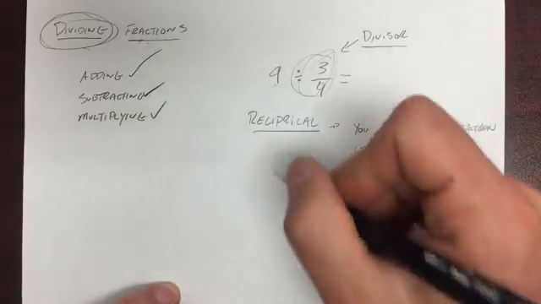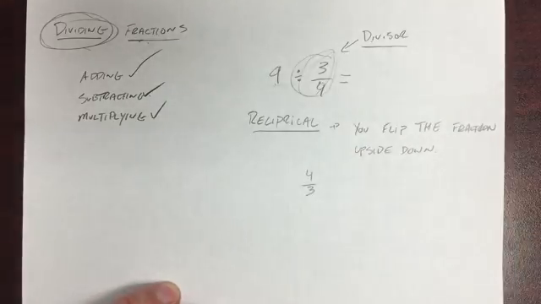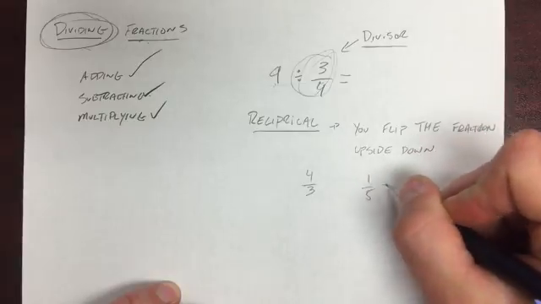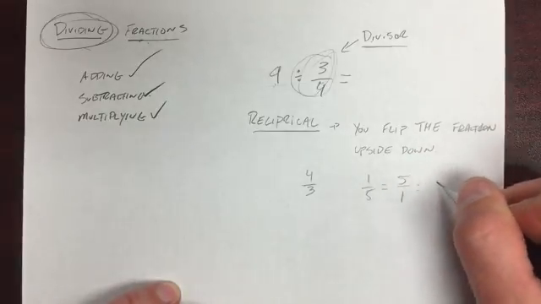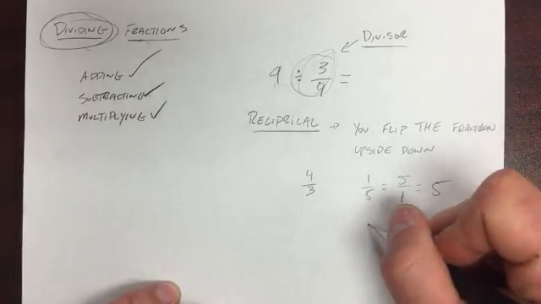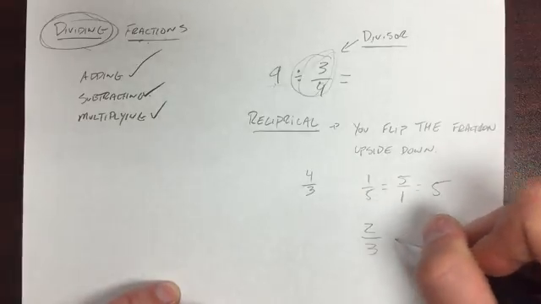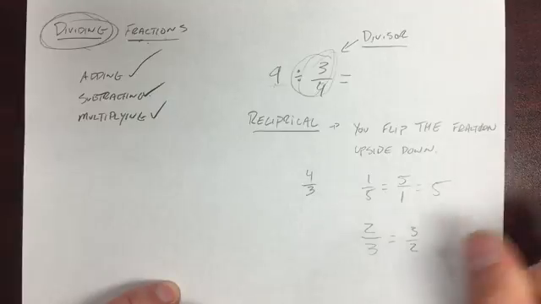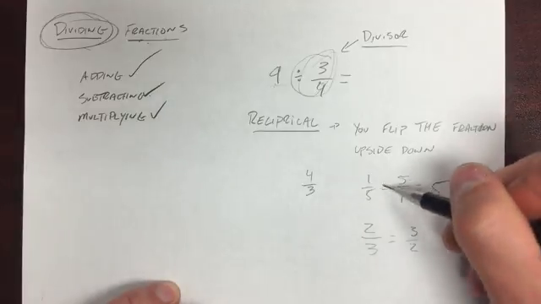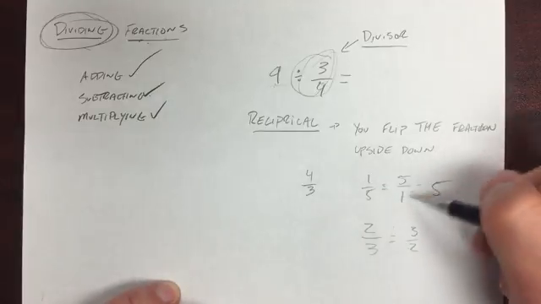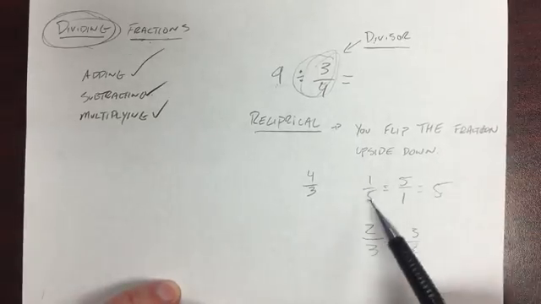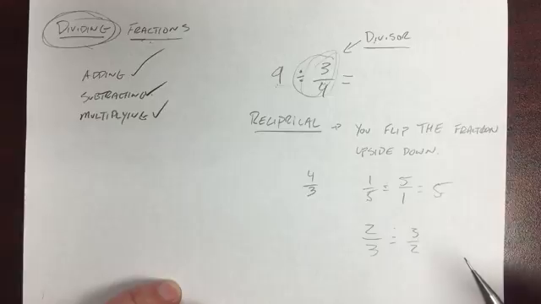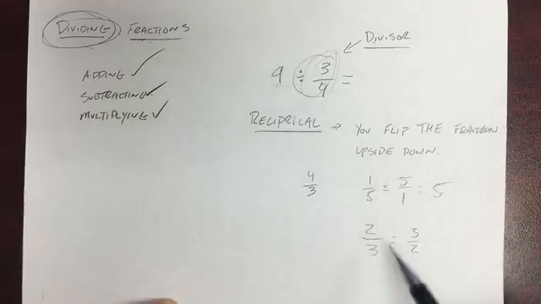Okay, the reciprocal of 1/5 would be 5 ones, which equals 5. The reciprocal of 2/3 would be 3/2. Now when I say equal, I mean this equals the reciprocal. It doesn't actually equal because we know that 5 does not equal 1/5. I'm just saying that that is the reciprocal.